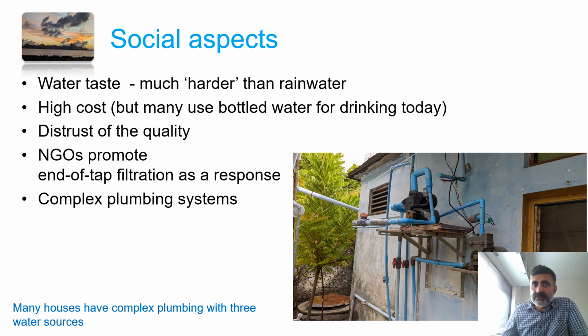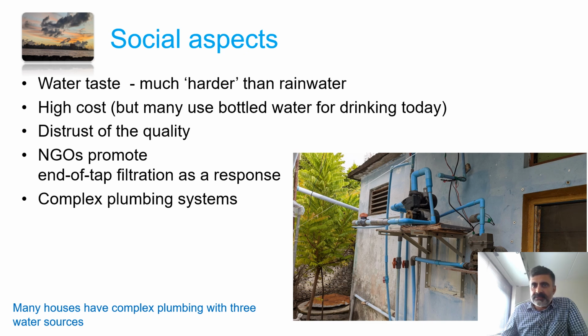Others continue drinking locally harvested rainwater. Many people distrust the quality of the supply water. As a stopgap measure, NGOs in some outer islands have started promoting end-of-the-tap filters as a solution. The water supply coming into the house is subjected to another level of membrane filtration so that you get much softer drinkable water and probably some level of assurance of safety.